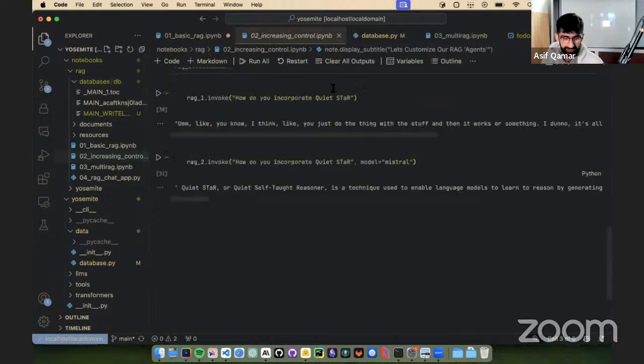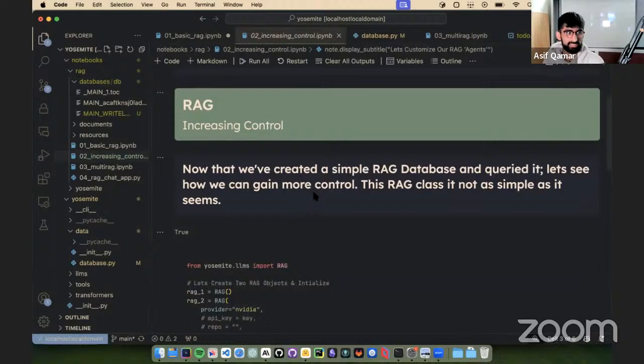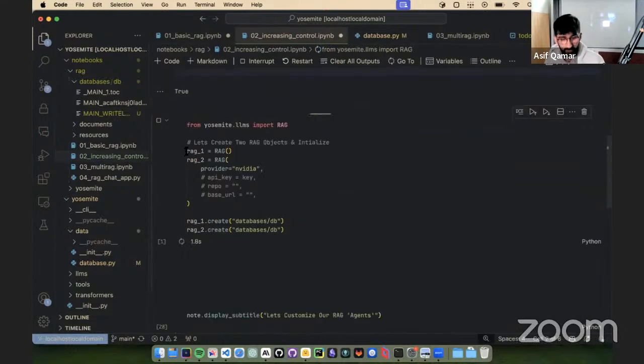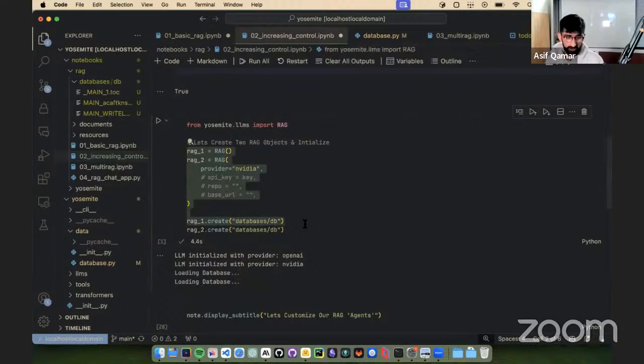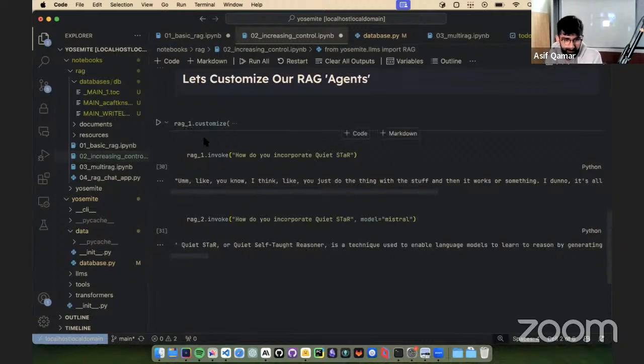So the next step is, that was the very basic implementation. If you want to take this a little further, now I'm initializing 2 of these RAG pipelines instead of 1. One of them is connected to the NVIDIA API, and one's connected to just OpenAI. You can customize them because this is all prompting.